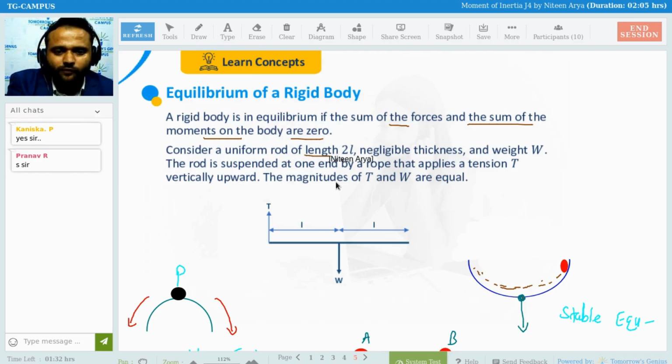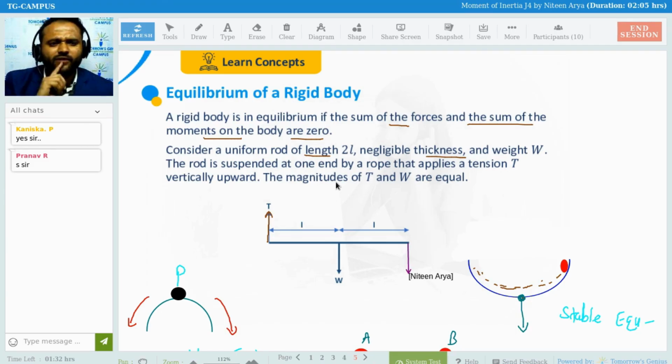Consider a uniform rod of length 2L, negligible thickness, and weight W. The rod is suspended at one end by a rope that applies a tension T vertically upward. The magnitudes of T and W are equal. This means the weight is going to balance the tension force if I attach this rod of length 2L. If it is not balanced, there is a tilt on this side.